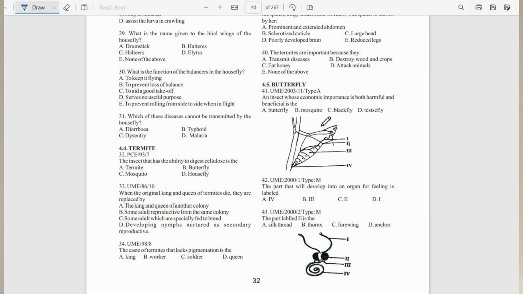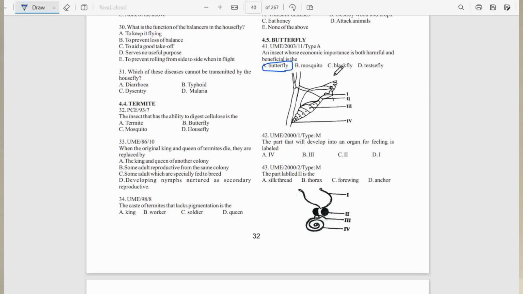You can see this, for example, this is the structure of the pupa of the butterfly. So which an insect whose economic importance is both harmful and beneficial? Of course, that will be the butterfly, because at the larva stage, the caterpillar is very destructive. But when it becomes that butterfly, it becomes useful in pollination or beneficial in pollination. And this is the structure we mentioned earlier.